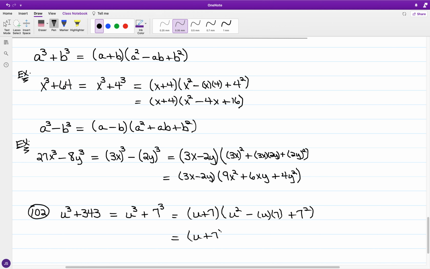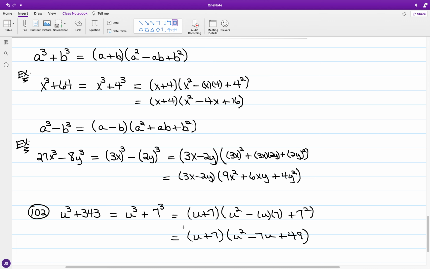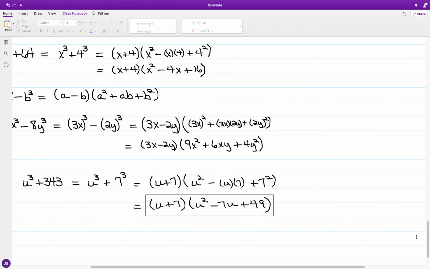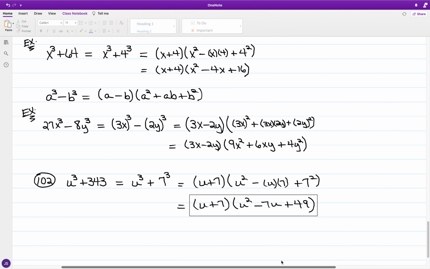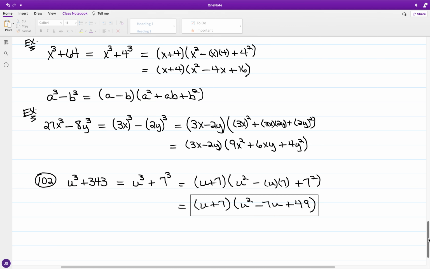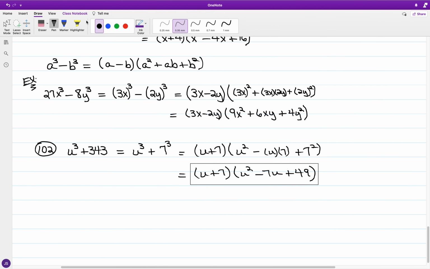And for what we have in the follow-through case, we have the quantity of u plus 7 times that of u squared minus 7u plus 49. Now, in the case of what we have with 106, okay, so you have another sampling of a difference of cubes. Okay, but we have on display, we have degrees outside of third order in the variables.